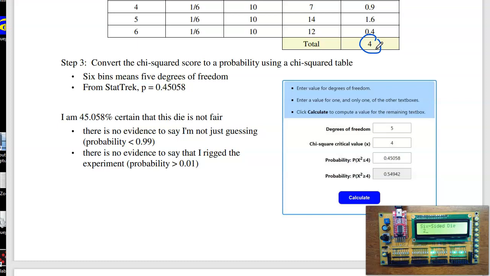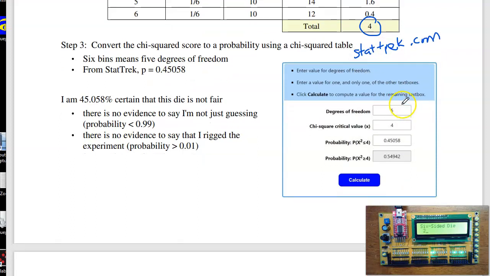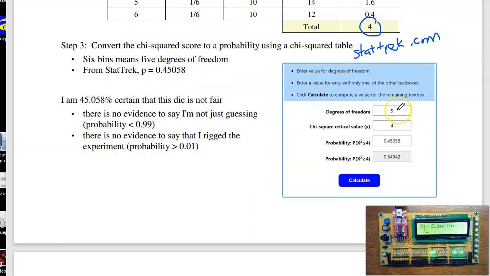Another way is to use StatTrek. If we go to stattrek.com, just a great website for statistics. One of them is a chi-squared table. I input 5 degrees of freedom. Chi-squared critical value is 4. Calculate. It tells me the probability is 45%.